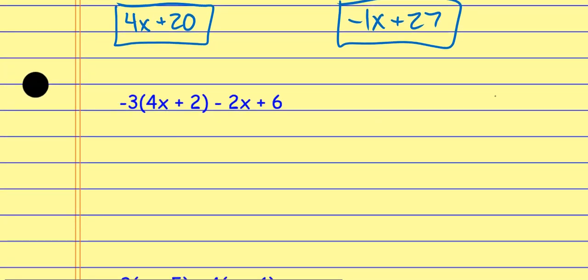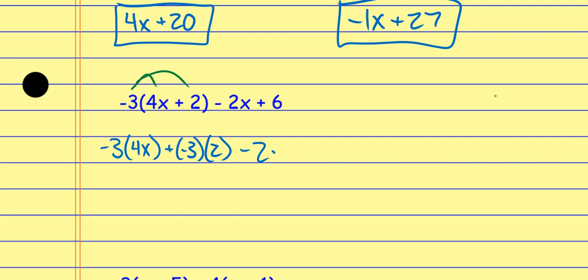If I look at this one, once again, I'm going to use my distributive property. I'm going to distribute this negative 3. And then over here, there's no distributive property because there's no set of parentheses. So here I'm going to use the distributive property. It's negative 3 times the 4x, and then negative 3 times the 2. Okay? And then these other guys, just write them down. Minus 2x plus 6. There's nothing to be done there at the moment because I'm still doing my distributive property.